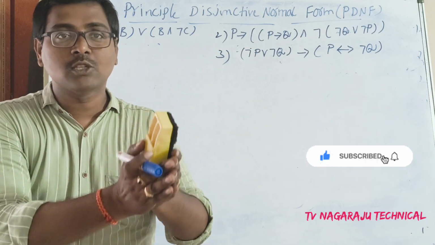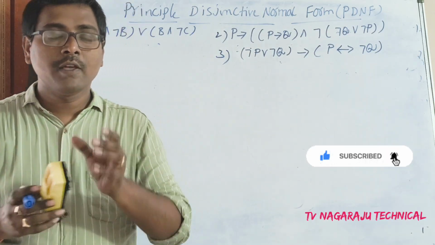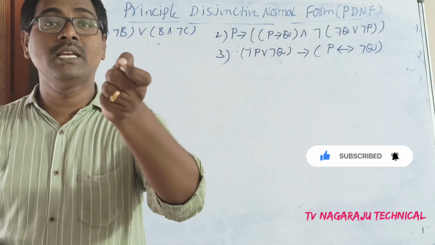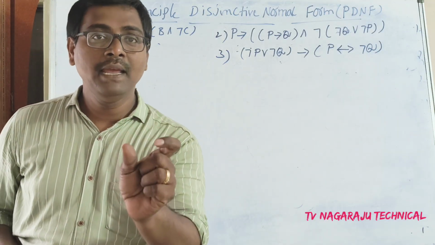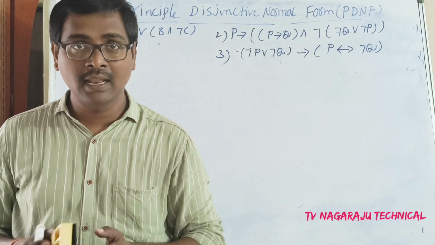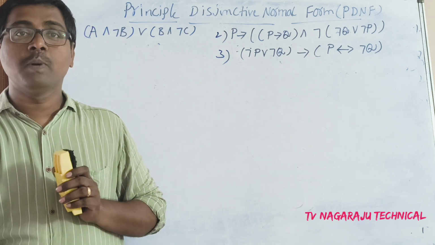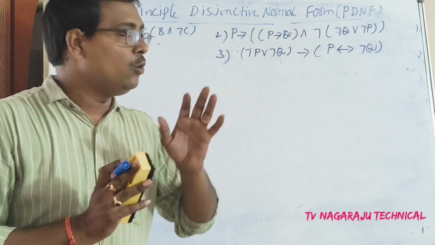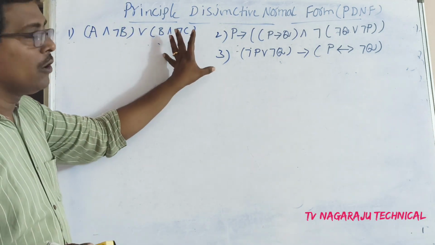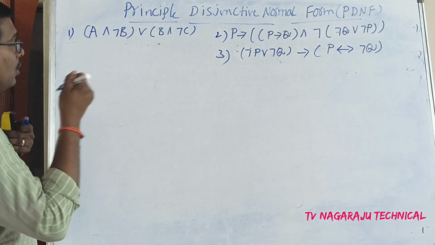There are two ways to convert the expression. The first one is without using a truth table, simply adding the missing literal, and the next approach is by using a truth table. Now in this session, first we will move without using a truth table.